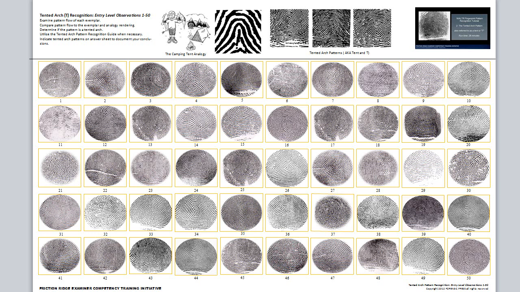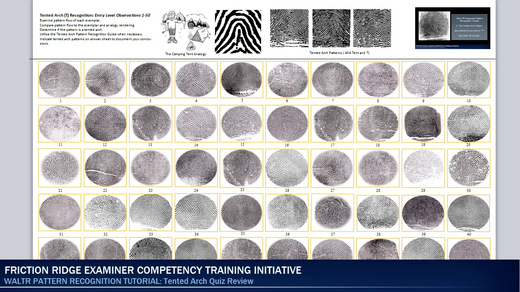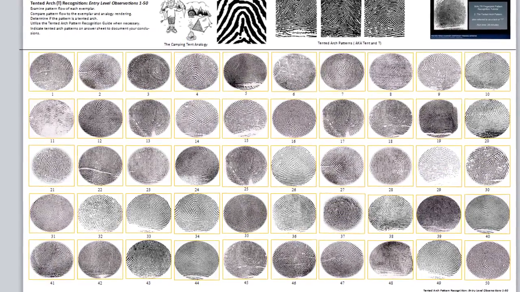I'm now going to go over the Tented Arch quiz, and in this process, of course, I want you to look at your sheet and follow along. I'm going to be pointing out the Tented Arch patterns, but I also want you, as you recognize the plain arch patterns, or the A's, to mark them again too. So in this case, if you haven't marked them, go ahead and mark through them as I do each one.